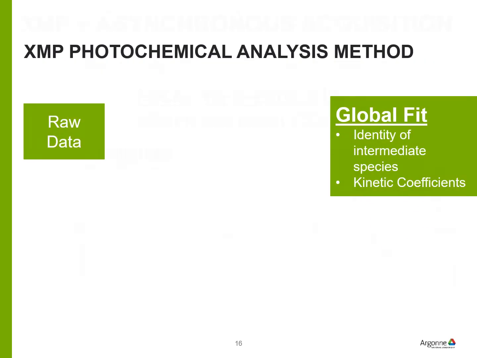XMP technique. And so now I want to talk about how we are analyzing this data. And the idea is that we really want to generate a global fit of the data. And the global fit contains the identity of the intermediate species in the reaction mechanism, as well as the kinetic coefficients that describe the interconversion between the species. But what we have is the raw data.